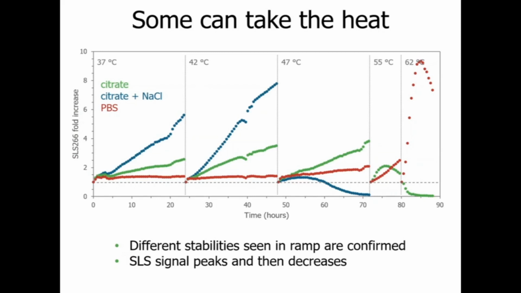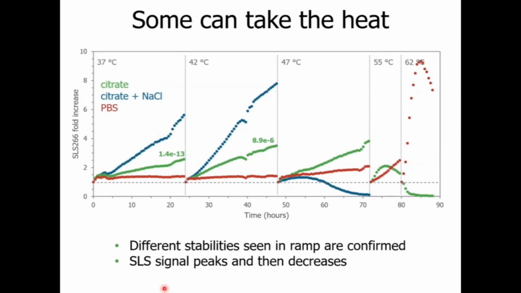Our software fits phased mean lifetime exponential decays to this isothermal raw data and yields rate constants, shown here, that allow the numerical comparison of different conditions or different candidates. All in all, the results of this isothermal study confirm what we saw in the thermal ramps. The ADC is most stable in PBS.